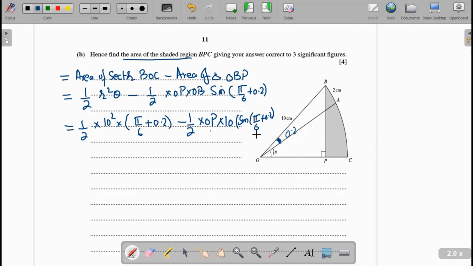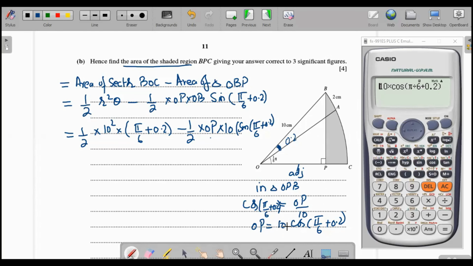We see that we have to find OP. This is the right angle triangle OPB. OP is the adjacent side of the angle, so adjacent over hypotenuse is equal to cos pi over 6 plus 0.2. We can write OP is equal to 10 times cos pi over 6 plus 0.2.